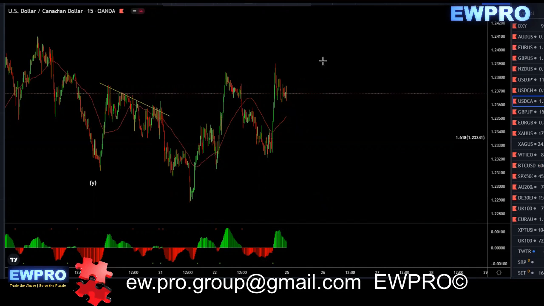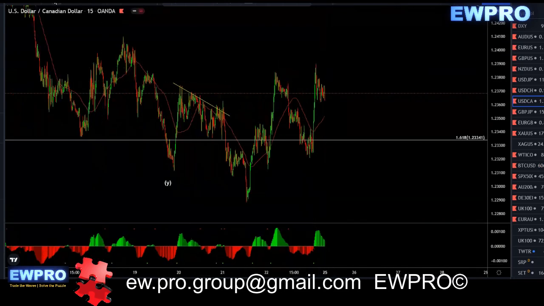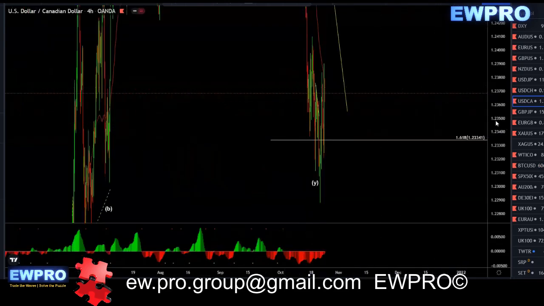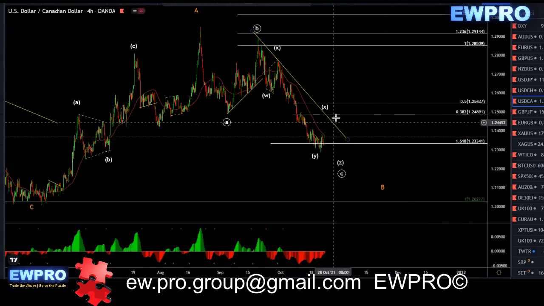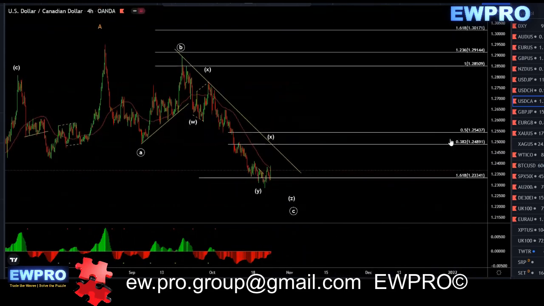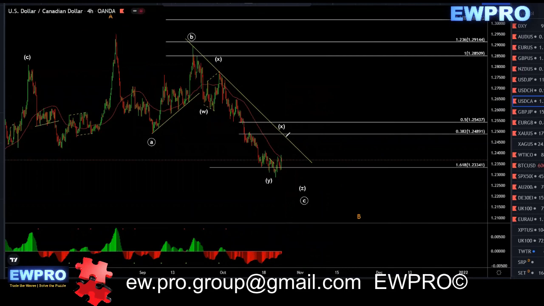But yeah, I'm only looking for the buys in here for an X2 and then the Z down, and then we'll look for that trend line break correction, and then we'll look for that larger C up to go and break this top.